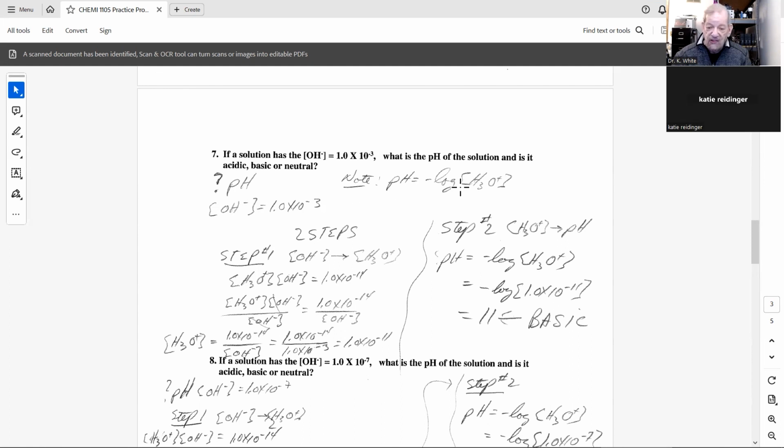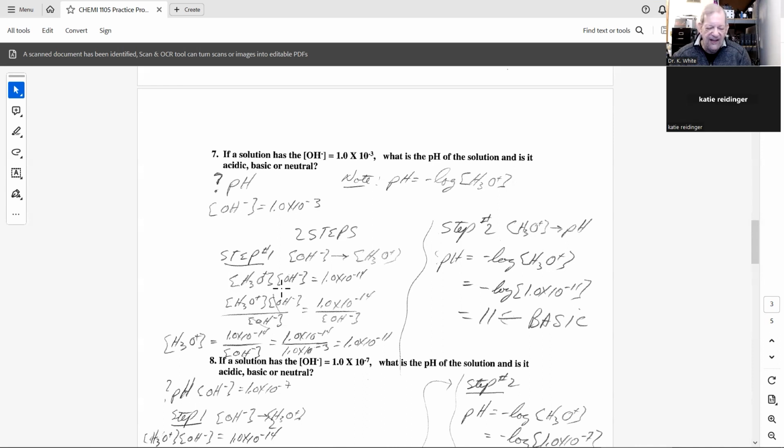And I know pH is minus the log of the hydronium ion concentration. Let me do that again. pH is minus the log of the hydronium ion concentration, H3O plus. But we don't have that. What do you do? You do 2 steps. The first step is you have to convert OH minus concentration to H3O plus concentration. How do we do that?